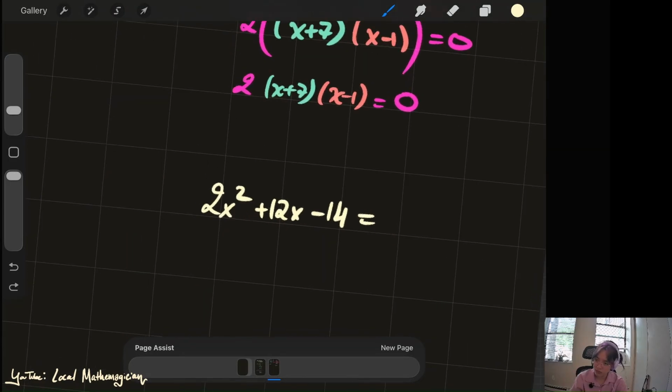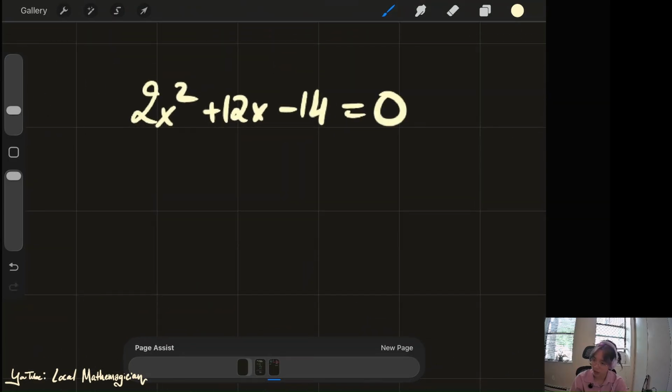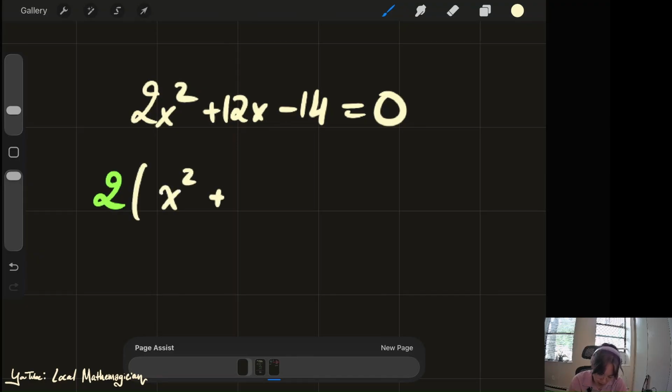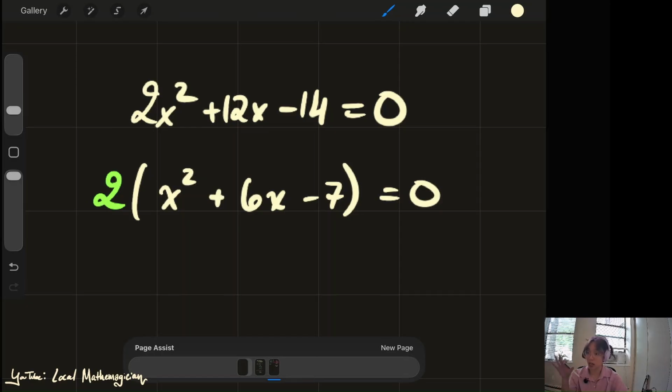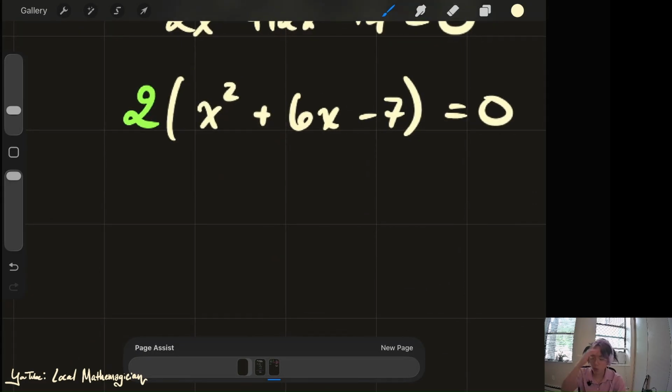If hypothetically we were to do that, we would say, oh, well, I can pull the 2 out for sure, like that. We're not dividing, we're pulling it out. That leaves you with x squared plus 6x minus 7 is equal to 0. This looks a lot like our last process. That's fine, it's the same equation. Okay, well, how do we complete the square?